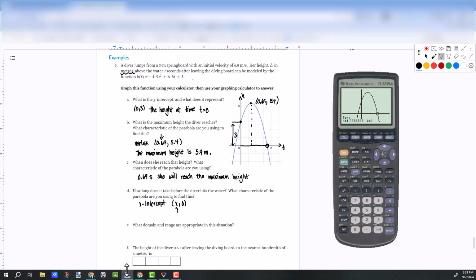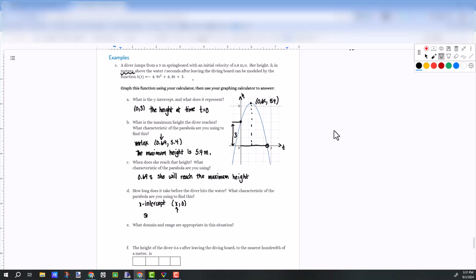And it says the height is 0 when the time is 1.73. So we can write that down as at 1.73. Oops, we got to look at the rounding here. That's a 9. So that means it's going to be 1.74. So she will hit the water at 1.74 seconds. And there we go.